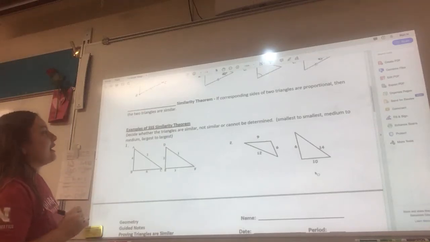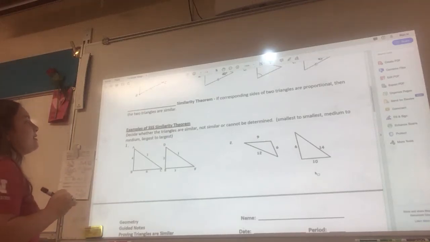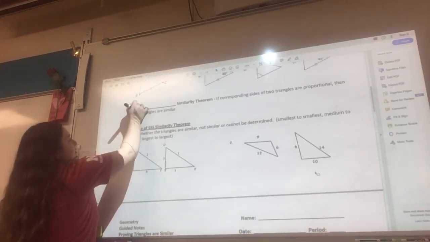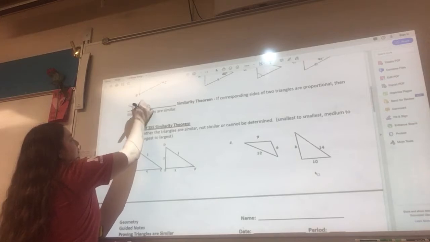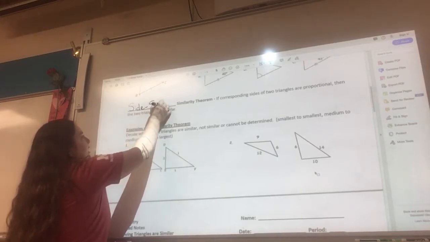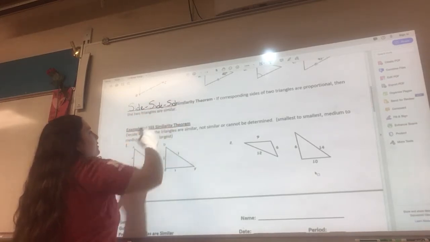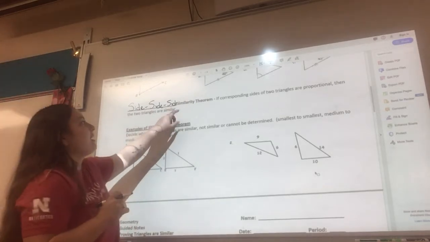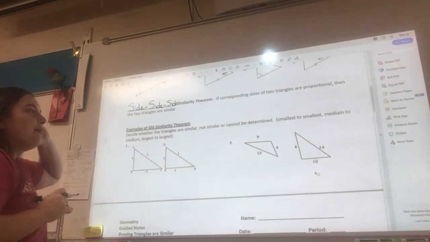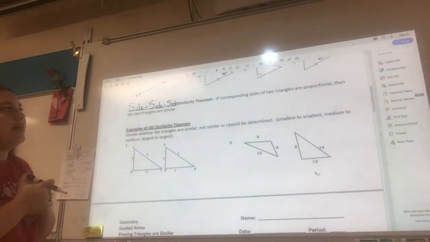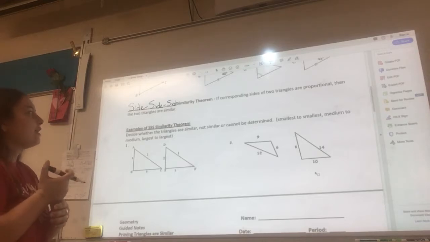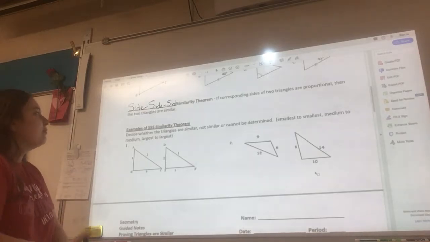Moving on to our second theorem. This theorem is the side, side, side theorem. So this is our SSS theorem that we do, and we love that one when we're talking about congruent triangles. But we're going to look at the side, side, side similarity theorem, which means that if corresponding sides of two triangles are proportional, going back to the stuff we learned last week, then the two triangles are similar.